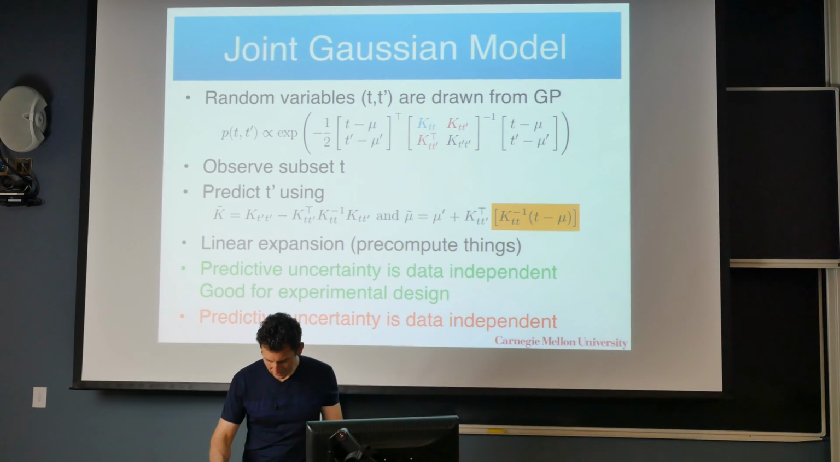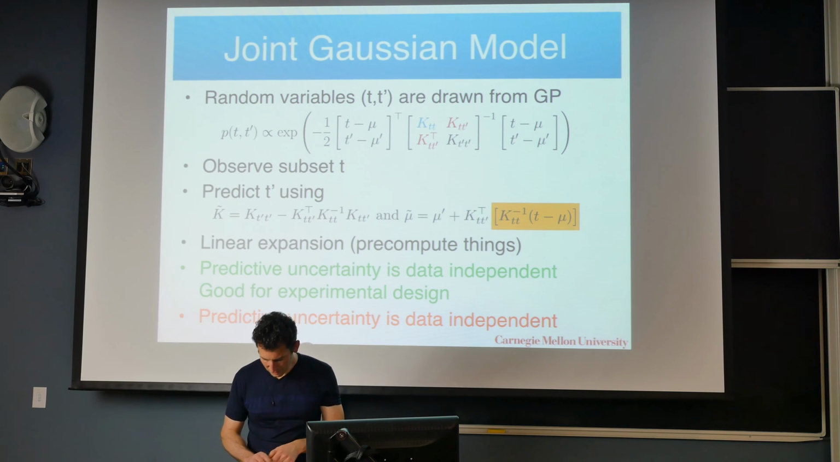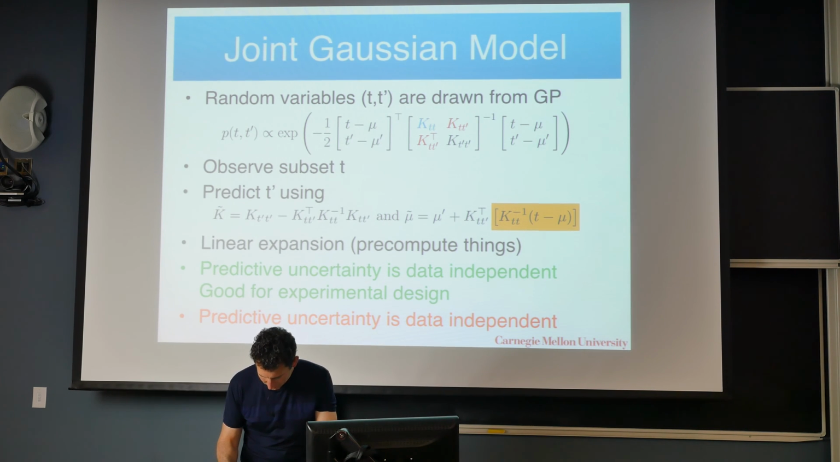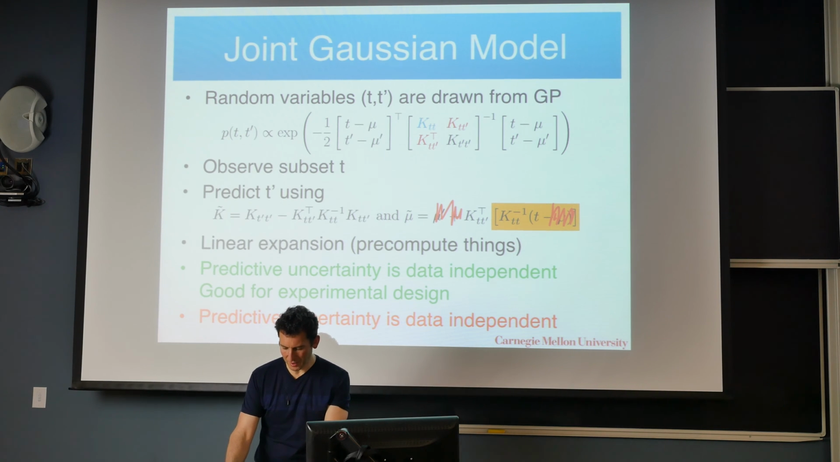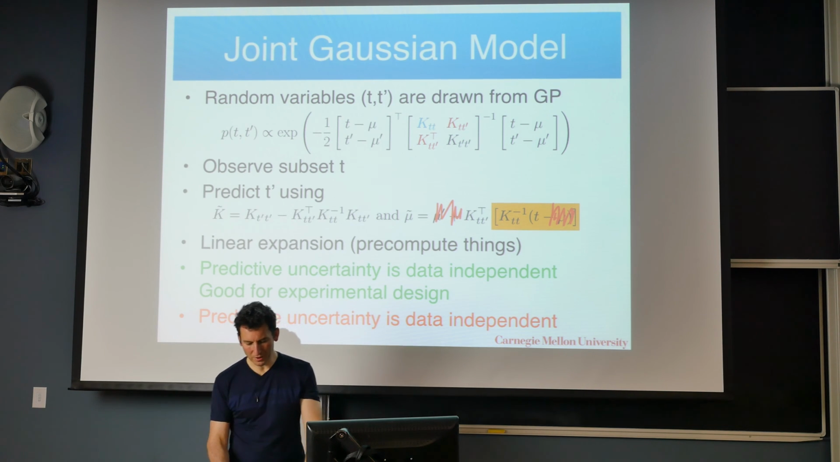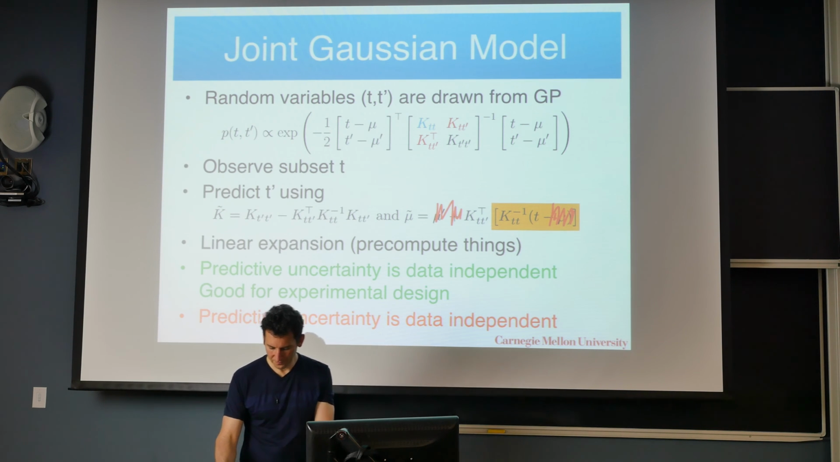And if you set the means to be 0, then, of course, what happens is this goes away, and this goes away, and you just have k_tt' k_tt inverse times t. And what you usually do is you pre-compute that yellow block in one go, and now it's just matrix times vector to predict. Okay.